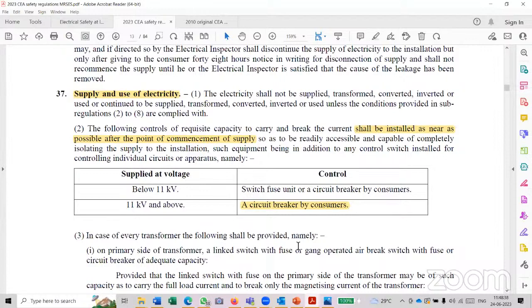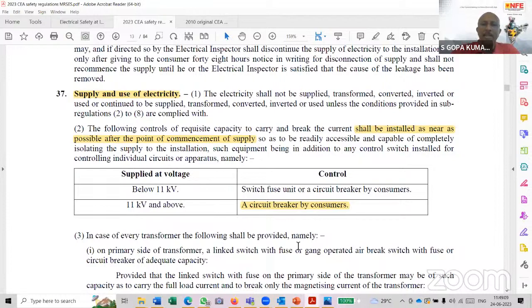An outdoor type VCB will cost around 2.25 lakhs, whereas a simple AB switch with the dropout fuse will cost only some 35,000 rupees. So there is a definite issue in 37.2.3 with regard to MSMEs and small entrepreneurs. So thank you.